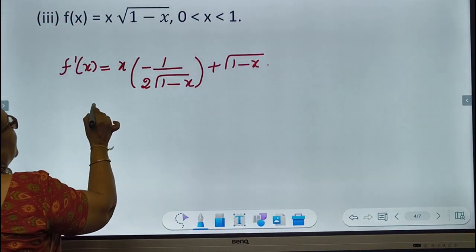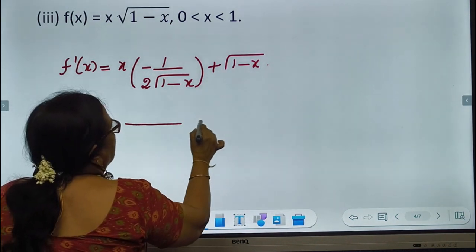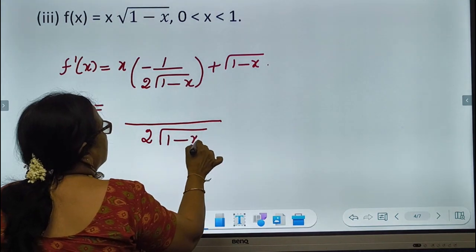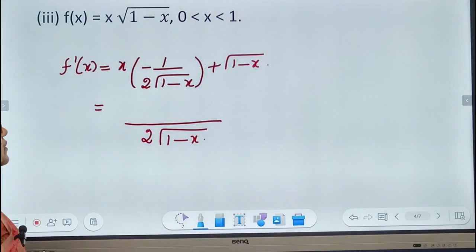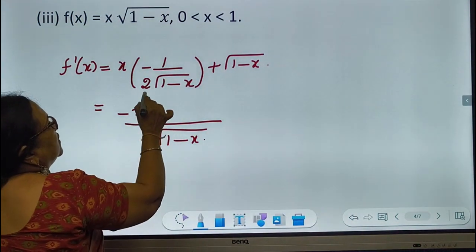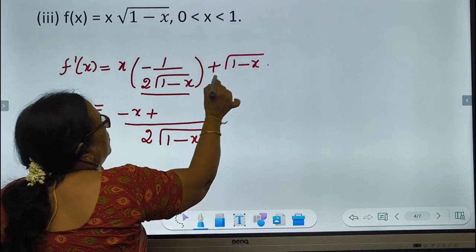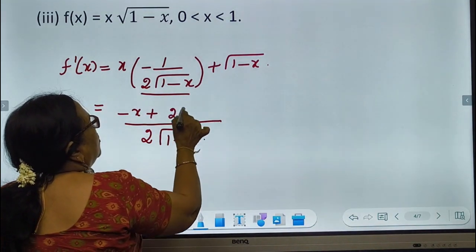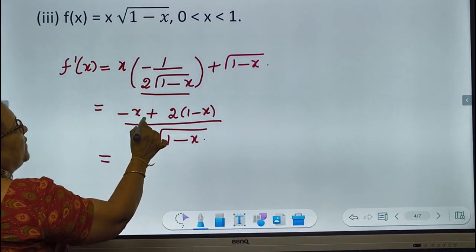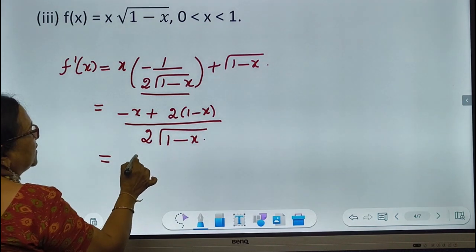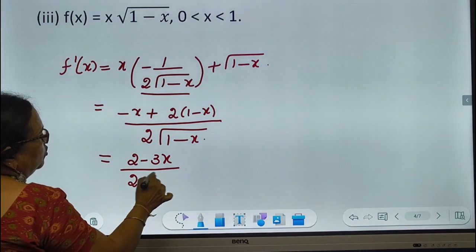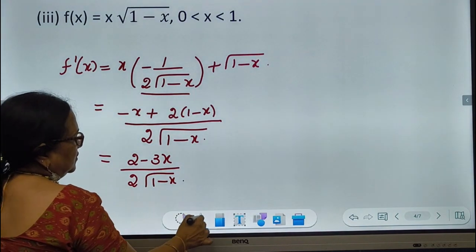Now, on simplification, this will be 2 into root of 1 minus x, then minus x plus, this into this will give you 2 into 1 minus x. So this is minus x minus 2x, minus 3x. So 2 minus 3x by 2 into root of 1 minus x.